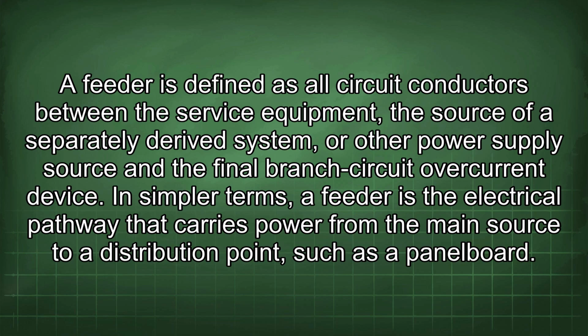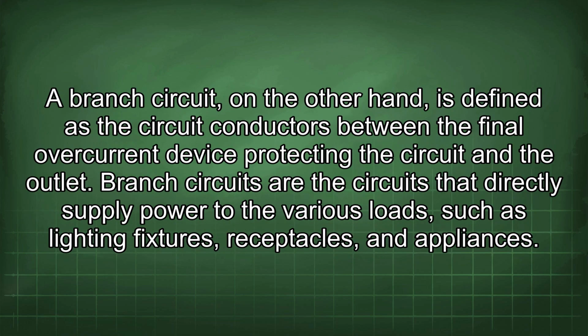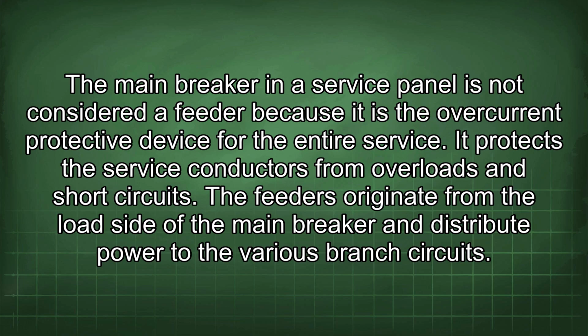In simpler terms, a feeder is the electrical pathway that carries power from the main source to a distribution point, such as a panel board. A branch circuit, on the other hand, is defined as the circuit conductors between the final overcurrent device protecting the circuit and the outlet. Branch circuits are the circuits that directly supply power to the various loads, such as lighting fixtures, receptacles, and appliances. The main breaker in the service panel is not considered a feeder because it is the overcurrent protective device for the entire service. It protects the service conductors from overloads and short circuits. The feeders originate from the load side of the main breaker and distribute power to the various branch circuits.